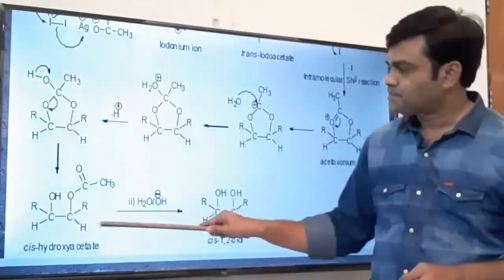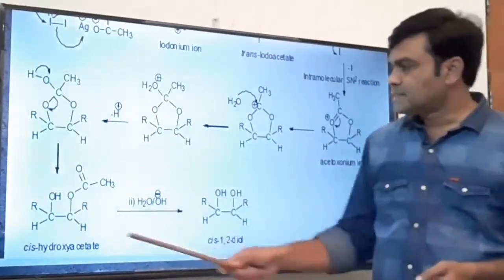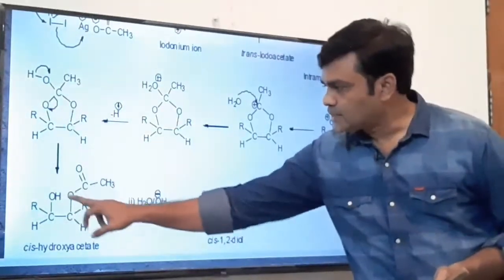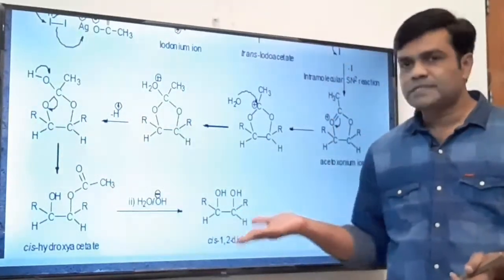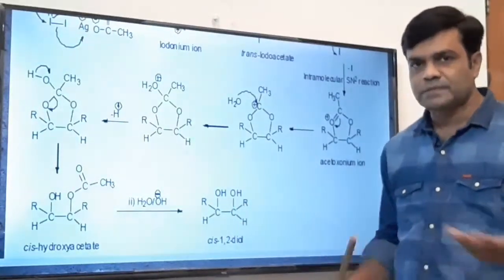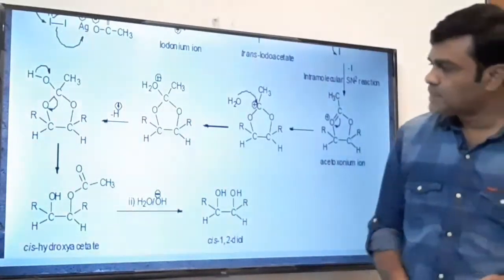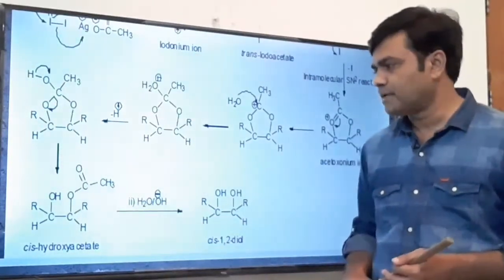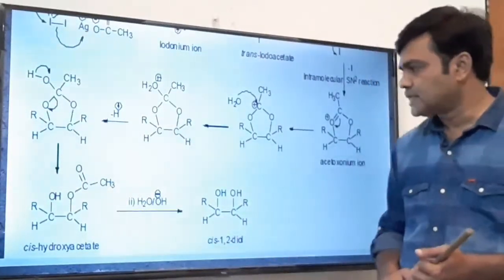We get this. What is this? It is a cis hydroxy acetate, because the hydroxy group and the acetate group are on the same side. That's why cis is written there. It is a geometrical isomerism where the OH and the ester, that is the acetate group, are on the same side. That's why it is called cis hydroxy acetate.